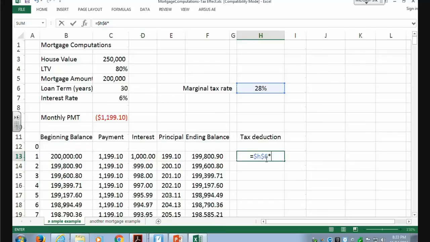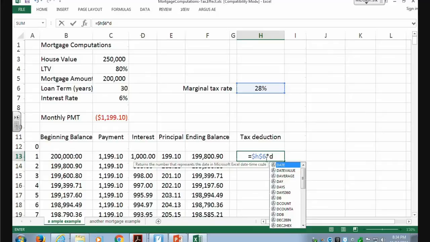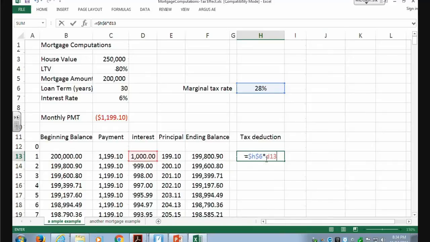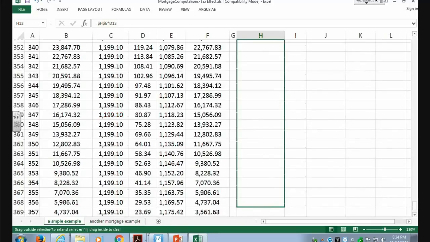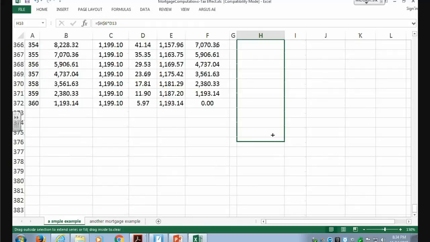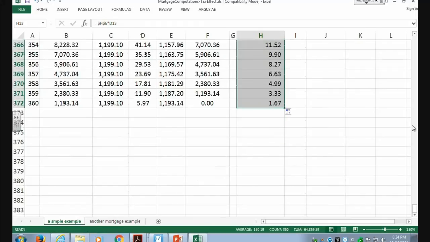Oh, thank you. So where is the interest payment for the first month? D13, right? So now look. The interest payment multiplied by your marginal tax rate, that's your tax saving, right? Now what I did is I just copy paste until 360. So the last month's tax saving is $1.67, right?